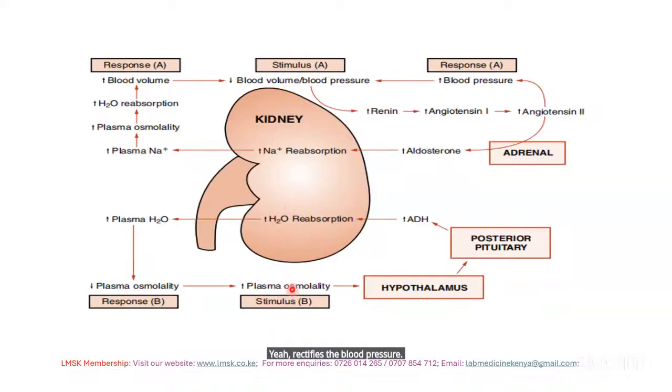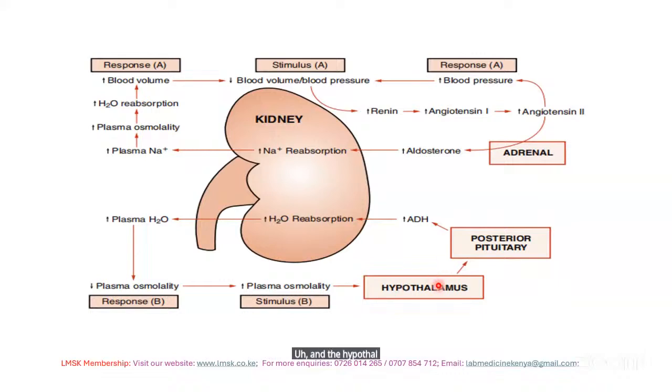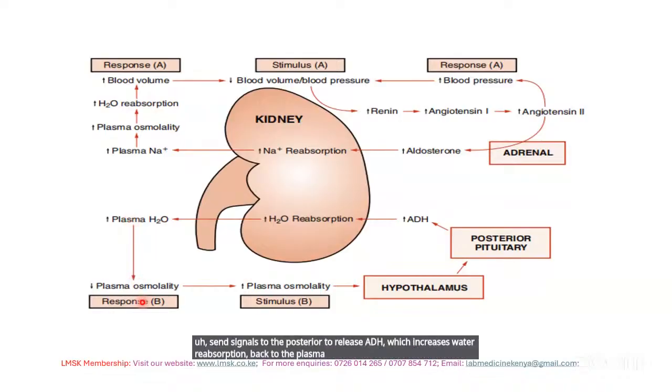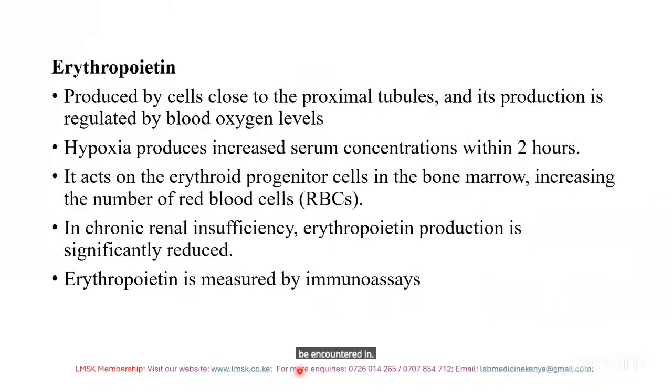Again, we can have a stimulus here, which is high plasma osmolality, and the hypothalamus is stimulated to send signals to the posterior pituitary to release ADH, which increases water reabsorption back into the plasma to sort out the osmolality. So those are two functions that can both be encountered in the kidneys. Erythropoietin is involved in RBC production.